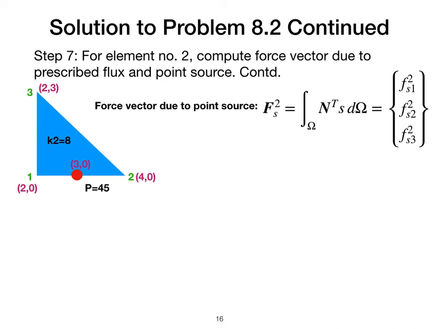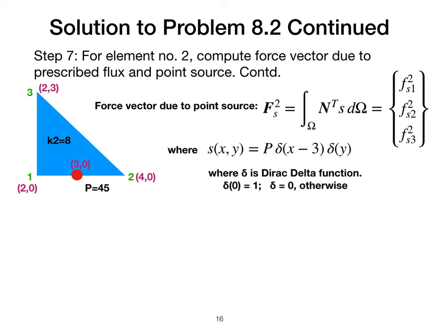Then in order to calculate that, first we have to define S in terms of P. So S can be given as S(x,y) equal to P times delta(x minus 3) multiplied by delta(y), where delta is a Dirac delta function. That really means if delta(x) is a Dirac delta function, then delta at x equal to 0 will be equal to 1. Otherwise, delta will be 0 at x not equal to 0.